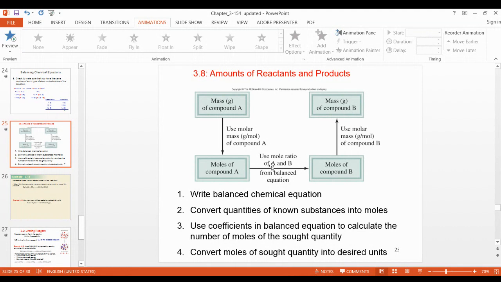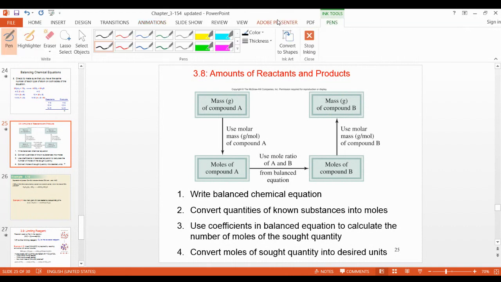So use the mole ratio of A and B, in which A will cancel and B will start. Then you get the moles of B. If you know the moles, then use the formula of mole calculation. Remember the formula? I already told you that formula. If you have mass, then moles equal mass over molar mass.